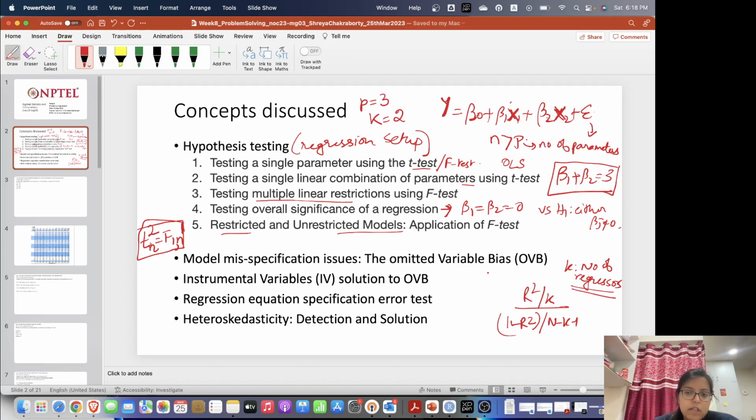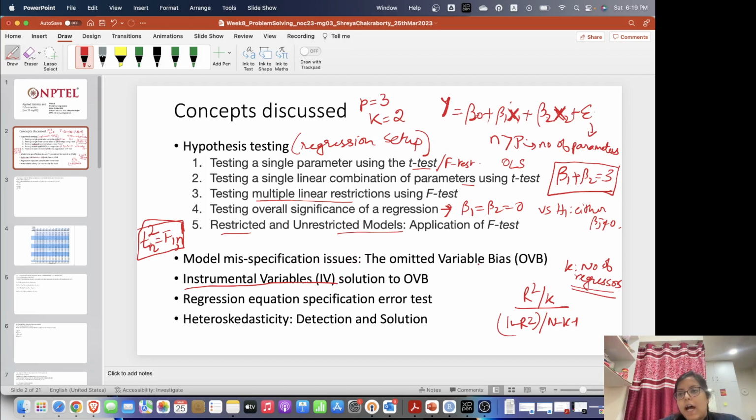Then in those situations, what we do, we go for some sort of proxy or instrumental variables, and using them we try to deal with the model misspecification error issues.